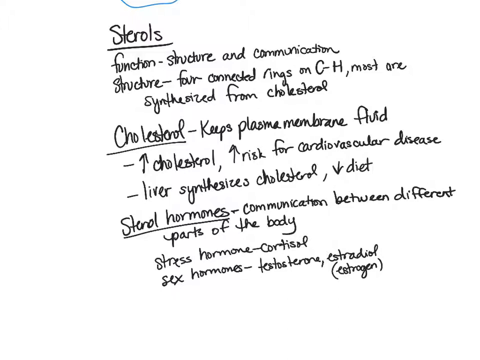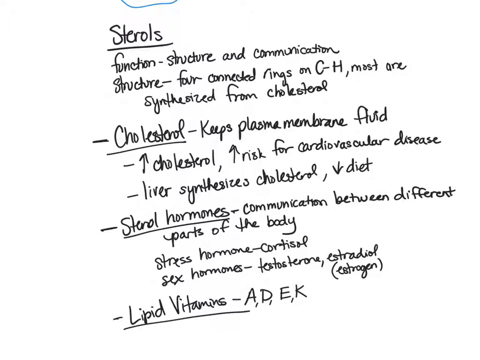So when we're talking about the sterols, we have cholesterol as a sterol. 2, we have our sterol hormones. And then 3, we have our lipid vitamins. And these are also sterols. So our lipid vitamins are A, D, E, and K. Those are our lipid-soluble vitamins. I'm not going to go into drawing them all out, but A, D, E, and K are all lipid-soluble, and actually that's what makes them a little bit dangerous as well.